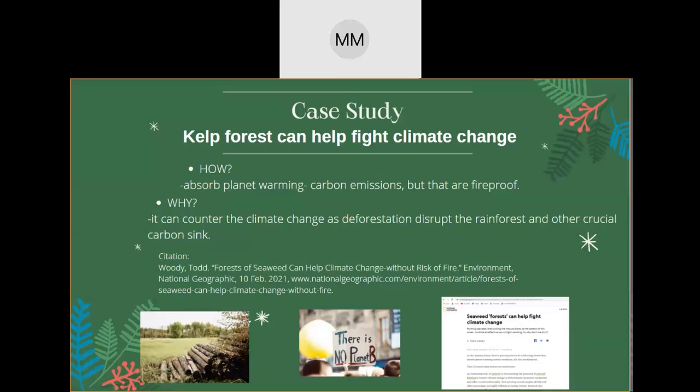For our case study, we chose the kelp forest that can help fight climate change. When the Amazon area burns, interest arises in cultivating kelp forests that can absorb planet-warming carbon emissions, which is carbon dioxide. It is also because of the fireproof factor, since these forests are underwater. A few researchers found that farming this kelp forest can counter climate change caused by deforestation, which destroys rainforests that play a role as carbon sinks.